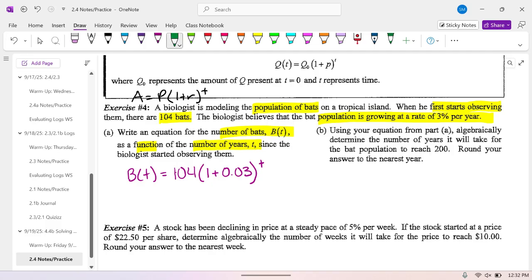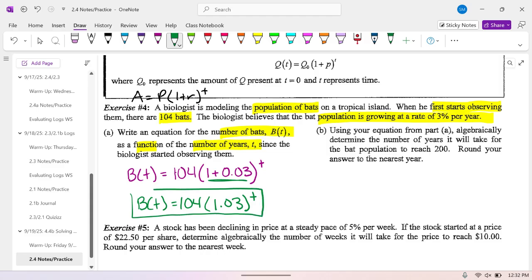Now, we're going to clean up a little bit within the parentheses, just add those two together. So we get B of t is equal to 104 times 1.03 raised to the t. So this would be the formula that we use to solve problems. This will be what we plug in any x or y values that we get. All right. You guys should be fairly comfortable with coming up with these by now.